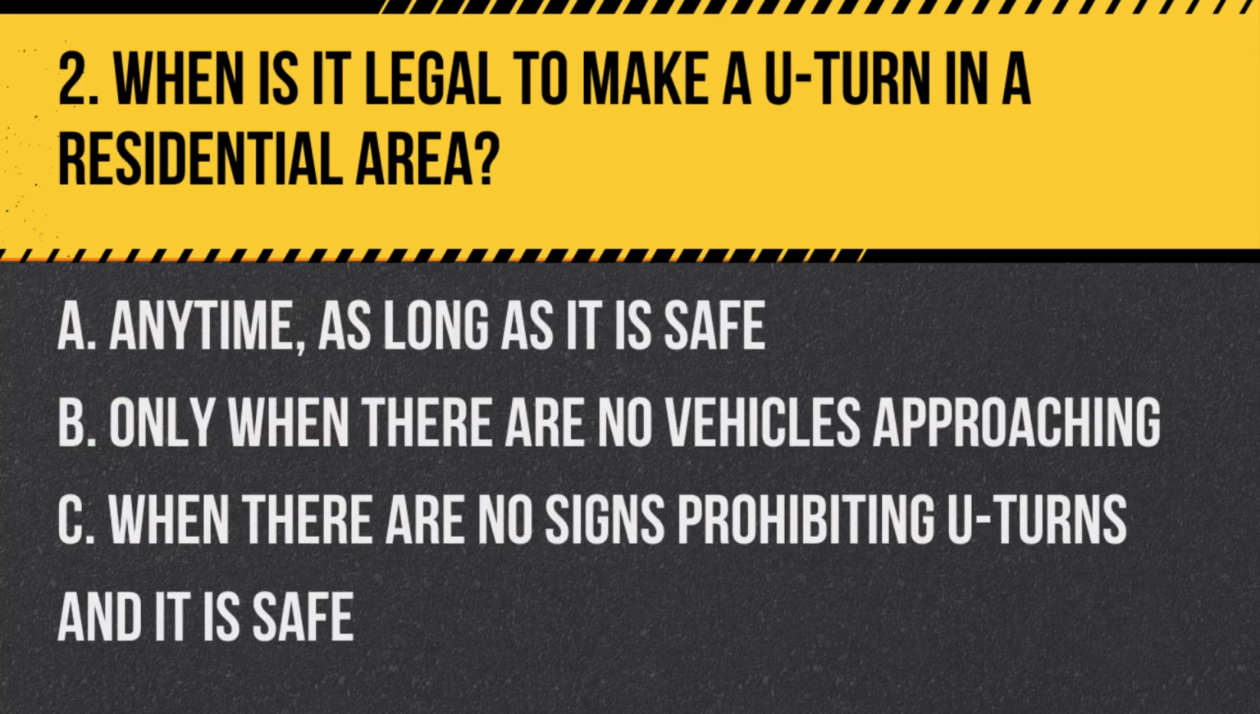Question 2. When is it legal to make a U-turn in a residential area? A. Anytime, as long as it is safe. B. Only when there are no vehicles approaching. C. When there are no signs prohibiting U-turns and it is safe. Answer: C. When there are no signs prohibiting U-turns and it is safe. It's legal to make a U-turn in a residential area if there are no signs prohibiting it and it's safe to do so.